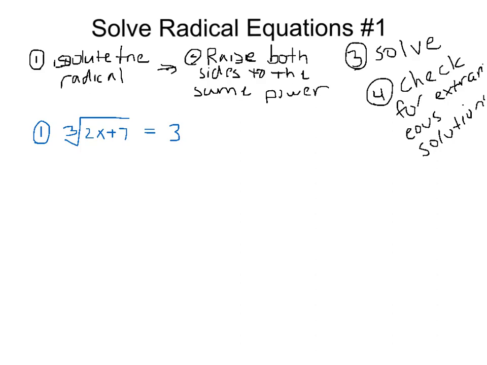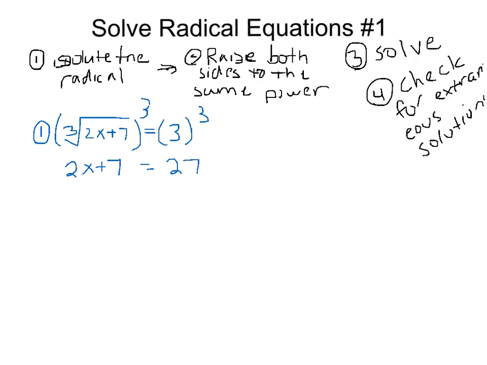The next thing we want to do is raise both sides to the same power. If we have the cube root of the side, in order to get rid of that cube root, we want to cube it. So if we cube the left, then we also want to cube the right. So we're going to cube both sides. The cube root of 2x plus 7 cubed is just 2x plus 7. 3 cubed is 27.